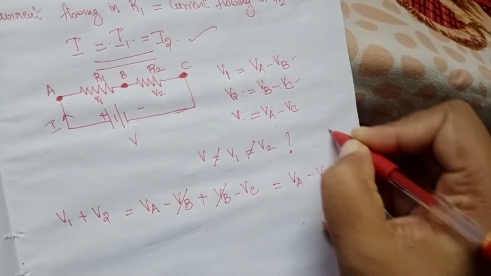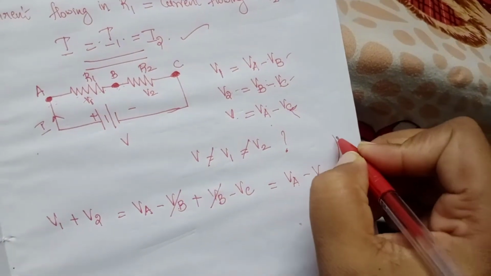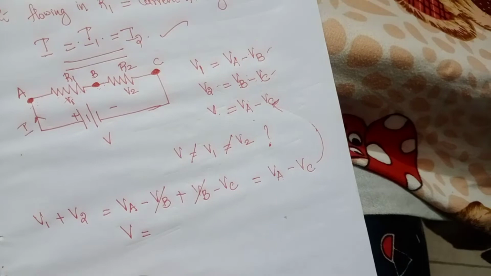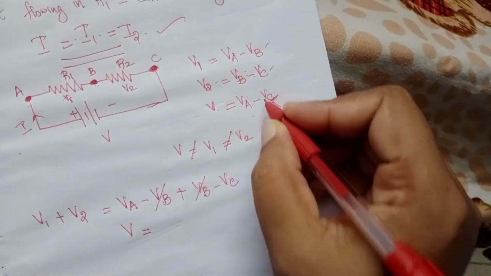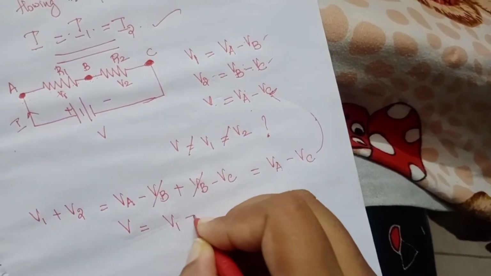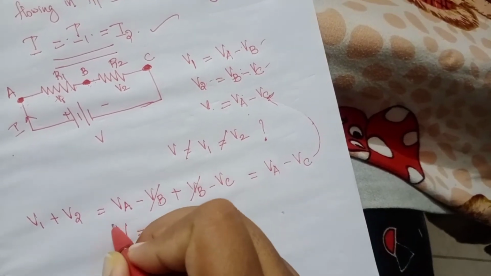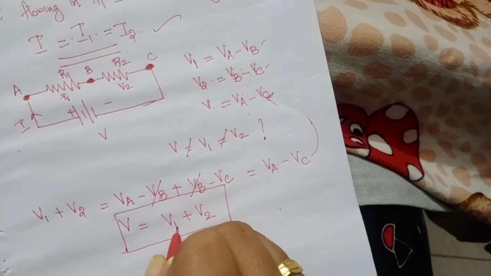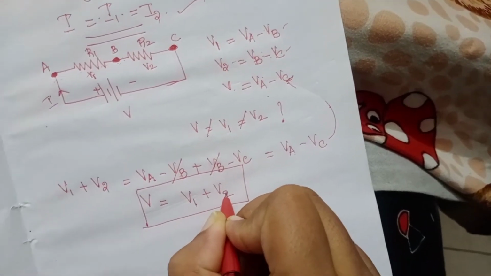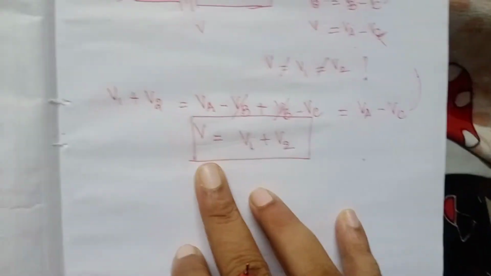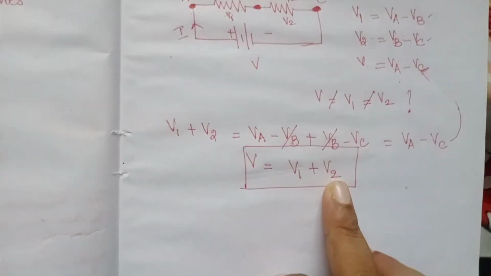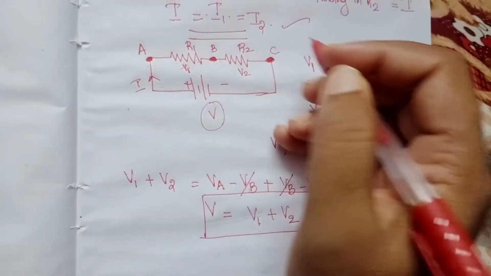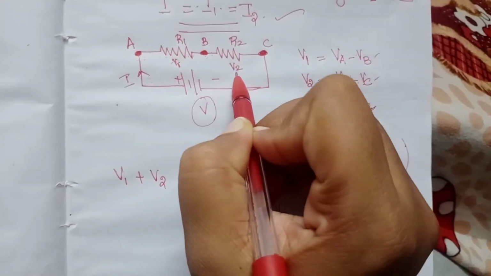So what is this VA minus VC? What is the value of VA minus VC? Yes, so total voltage is equal to VA minus VC, right? So we can write the total voltage V will be equal to the voltage across the resistor R1 plus the voltage across the resistance R2. That means the total voltage V will be equal to V1 plus V2.